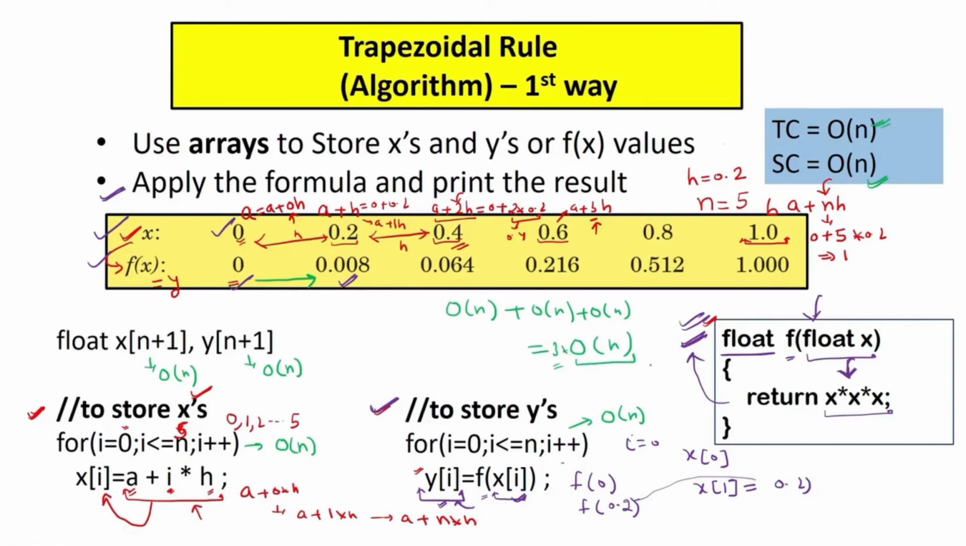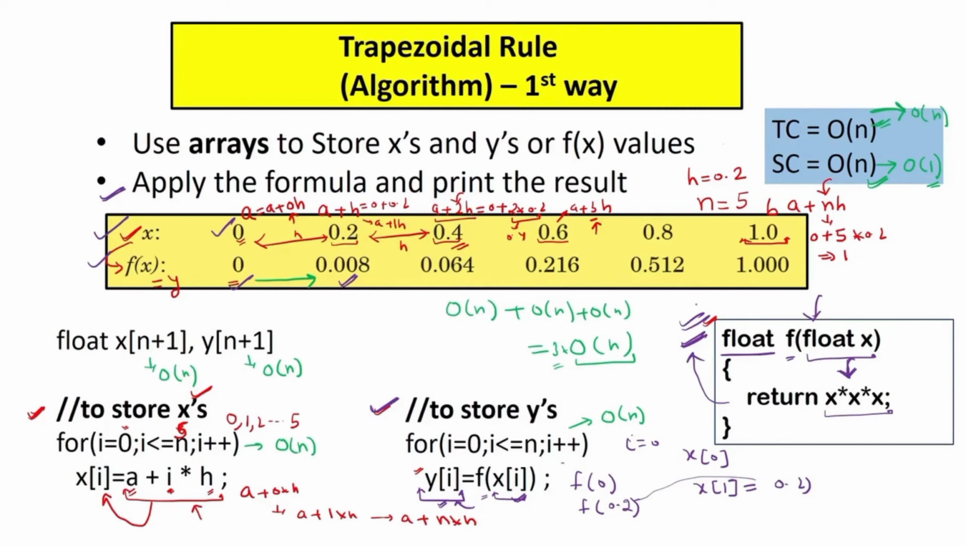So this was our first way. Now in the second way, we will convert this space complexity to order of 1. That means we will not take any extra space, and our space complexity will be order of 1. Time complexity will remain order of n in our second way also.